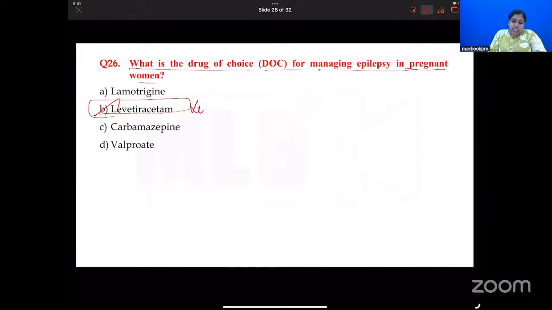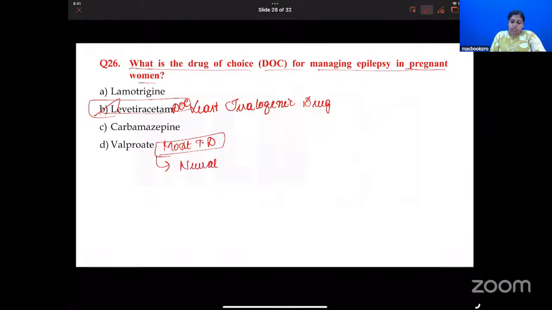This is the least teratogenic drug. On the other hand, which is the most teratogenic drug? That is valproate. Lamotrigine is also used, but levetiracetam is the drug of choice. Valproate causes teratogenicity and neural tube defects, as you all know, a very common point.